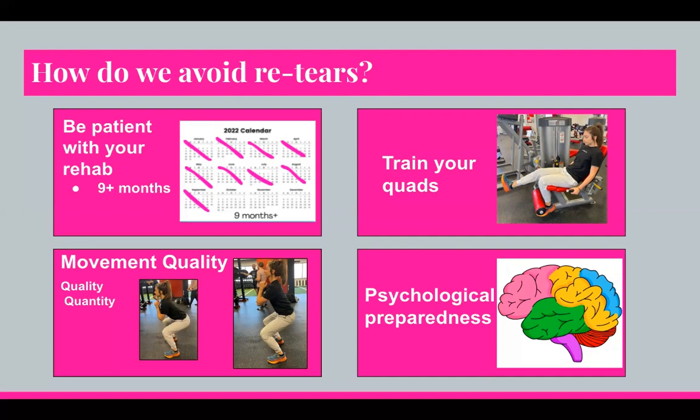Third, we will focus on movement quality. We want quality over quantity. As I discussed before, we do not want those suboptimal movement patterns. Lastly, psychological preparedness. It is extremely important for athletes to be in the middle of the spectrum of overly confident and overly fearful before they return to their sport.